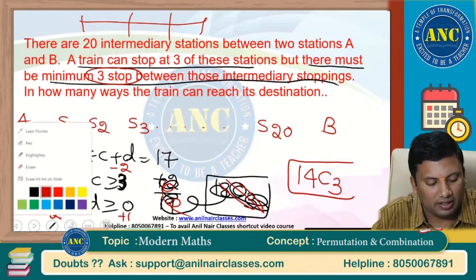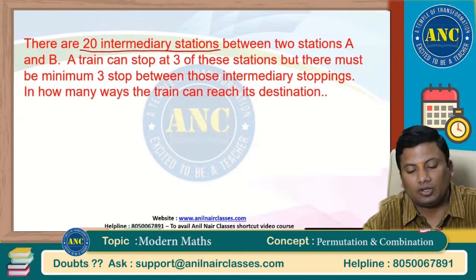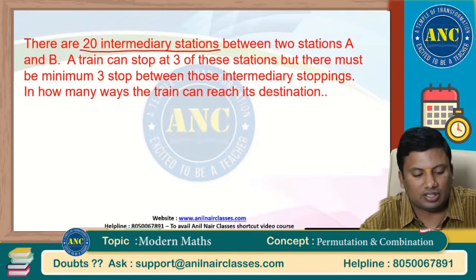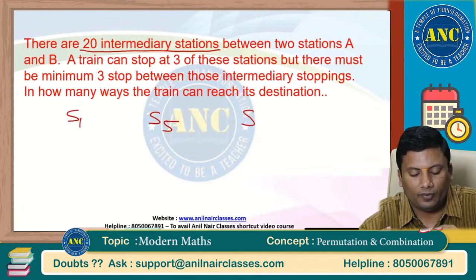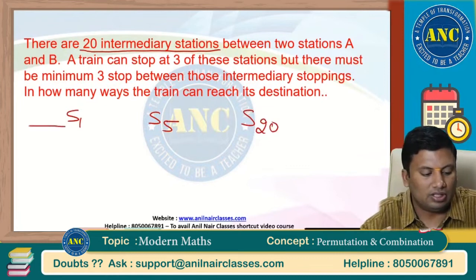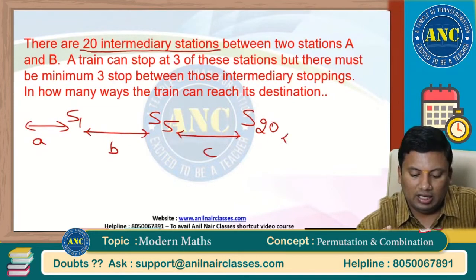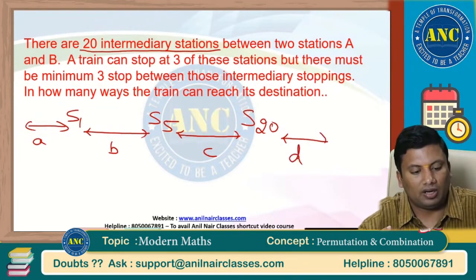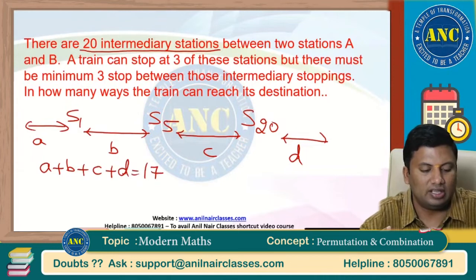Again, I will explain. Suppose, in case there is a confusion, there are 20 intermediate stations. A train can stop at 3 of the stations. Let these be S1, S5 and S20. So this is nothing but A. This is nothing but B. This is nothing but C. This is nothing but D. Out of 23 I chose. Remaining is nothing but 17. A plus B plus C plus D is 17.